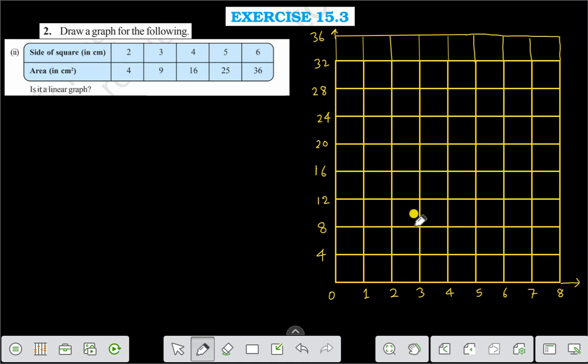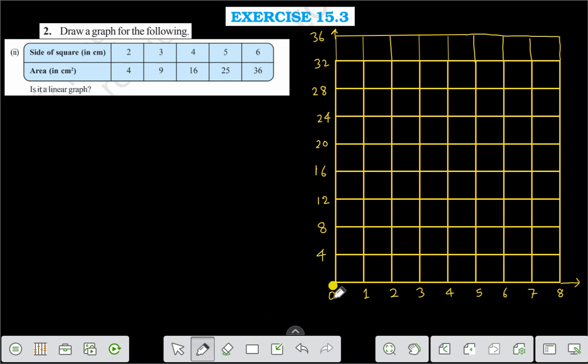Hello everyone. Today we shall discuss exercise 15.3, question number 2. Draw a graph for the following. The side of a square in centimeters is 2, 3, 4, 5, 6 and the area in centimeter square is 4, 9, 16, 25 and 36. Is it a linear graph? Let us plot the graph.